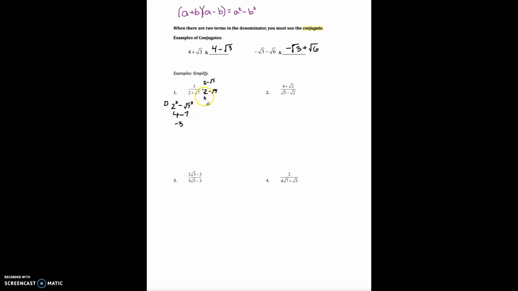When I go back and look at my numerator, I'm going to put parentheses around that. I have a 3 times 2 minus root 7, and my denominator is a negative 3. Before I distribute that positive 3 in the numerator, I'm going to notice, hey, 3 divided by a negative 3 gives me a negative 1. So now I just have to distribute that negative 1, so I get negative 2 plus root 7.